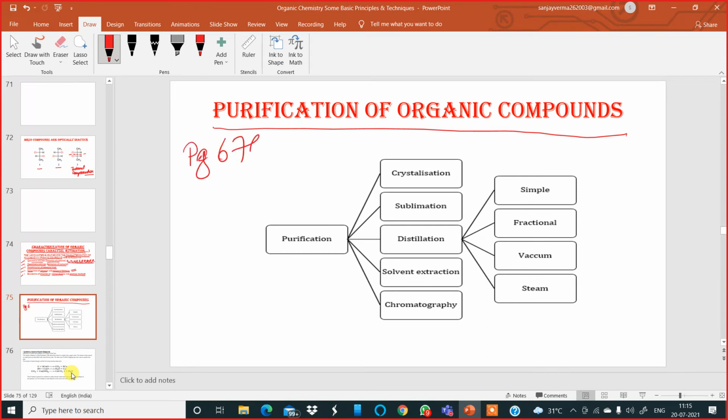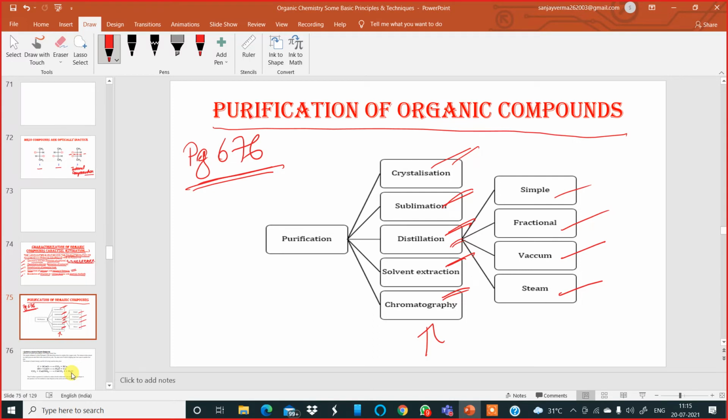Page number 676. The methods you can see: crystallization, sublimation, distillation, solvent extraction, chromatography, and for distillation, simple distillation, fractional distillation, vacuum based distillation, or steam distillation. I request you to remember the definitions of all these terms from the textbook from page number 676. You have learned this in class 9 also, the definitions.